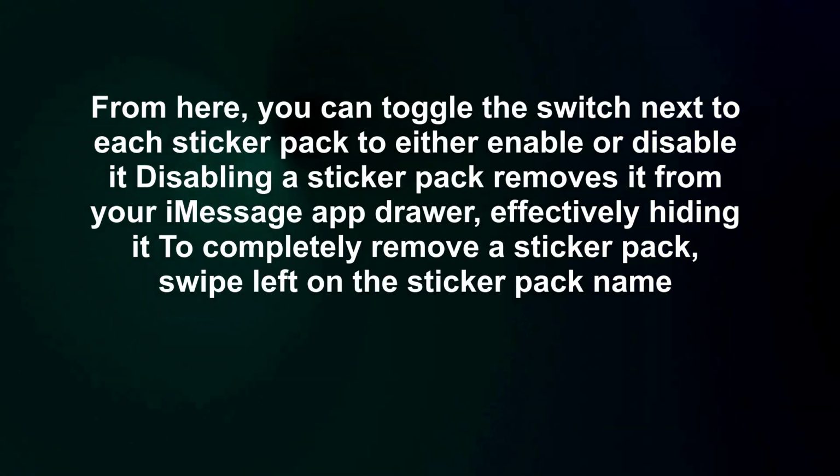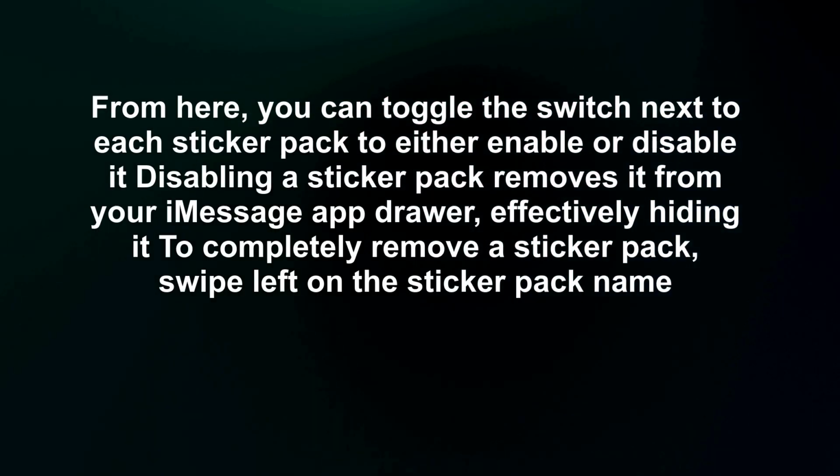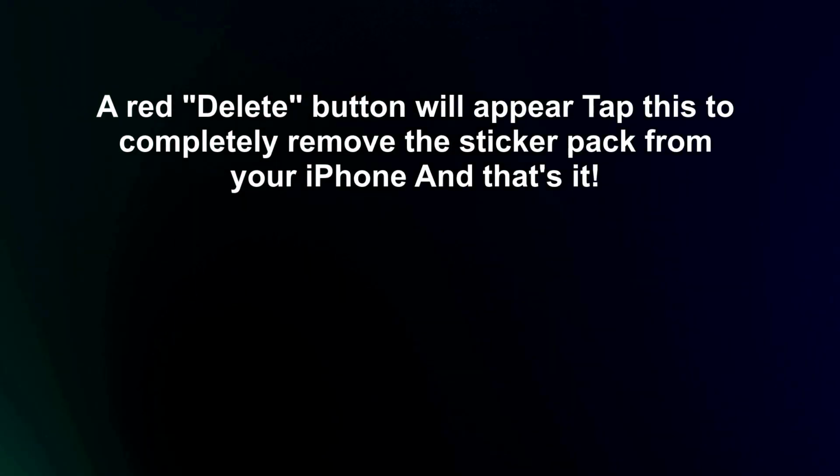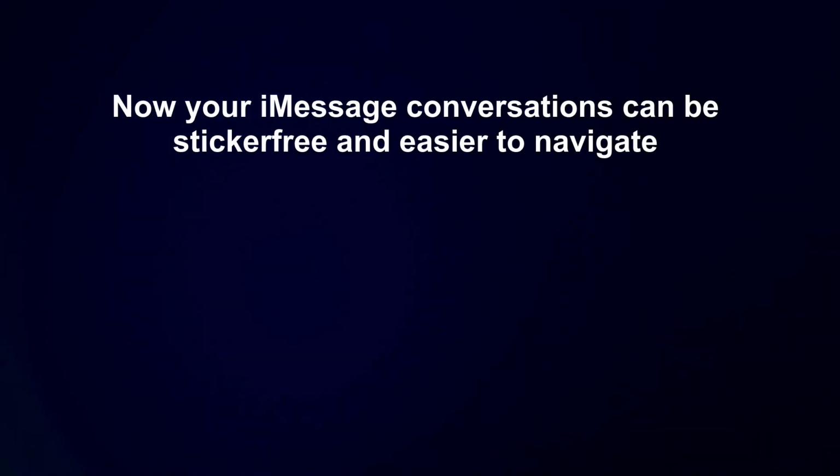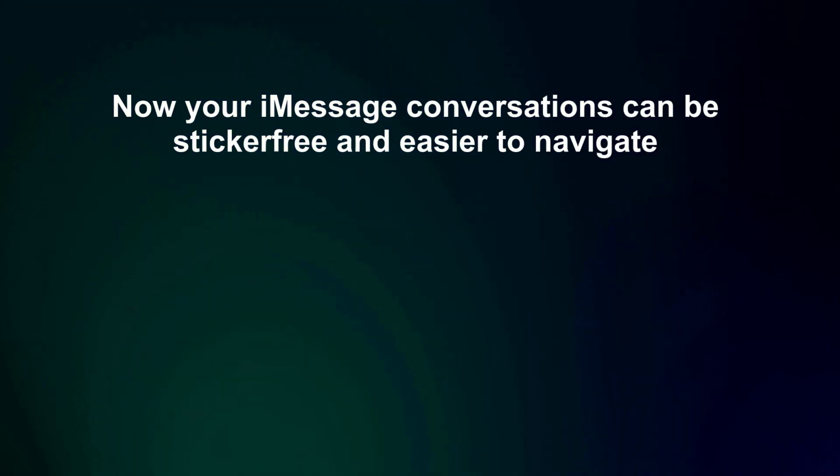To completely remove a sticker pack, swipe left on the sticker pack name. A red delete button will appear. Tap this to completely remove the sticker pack from your iPhone, and that's it. Now your iMessage conversations can be sticker-free and easier to navigate.